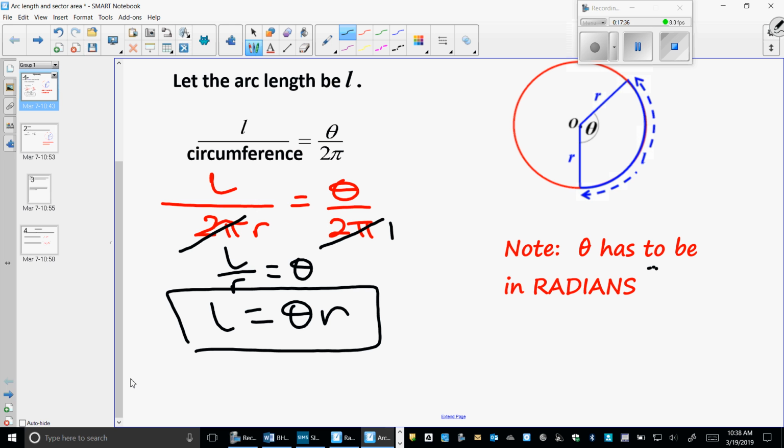So whilst it should say whether it's in radians or not, you need to use your noggin to know. If they've shown that an angle is 72 degrees, you have to change that first to radians, and then you can just multiply by the radius. Totally easy, nice, straightforward. L equals r theta.